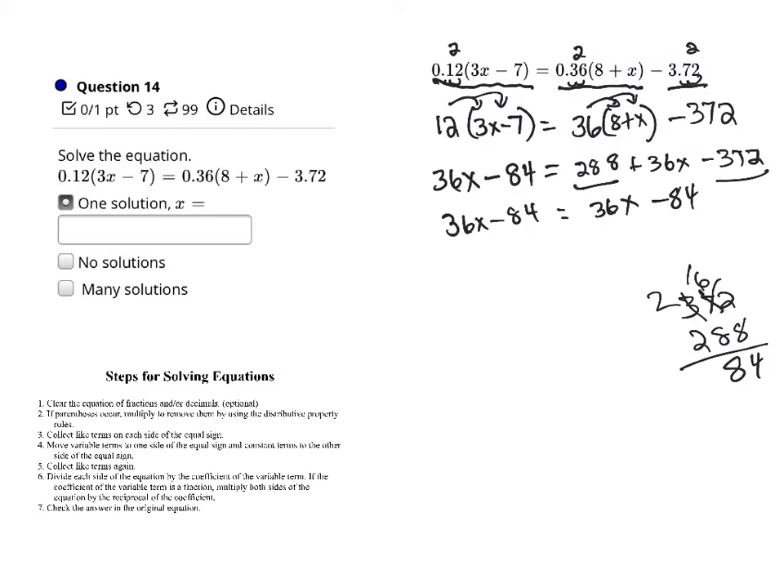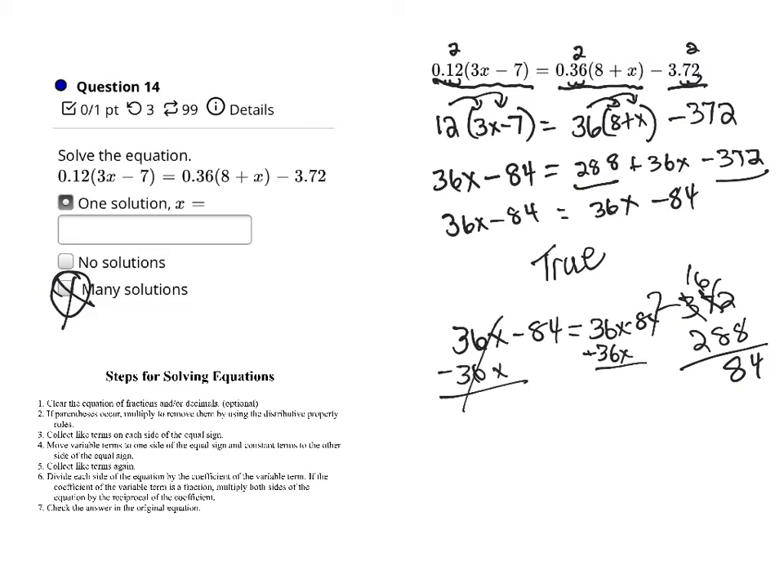Now notice, 36x minus 84, 36x minus 84, exactly alike. So I'm going to get rid of my 36x's, and I'm going to have negative 84 equals negative 84. This is going to be a true statement. So this is going to be many solutions. And I could go ahead and subtract if I wanted to, so that you can see. I'll go ahead and do that. Subtract 36x from this side, subtract 36x from this side. That goes away and gives me minus 84 equals minus 84.